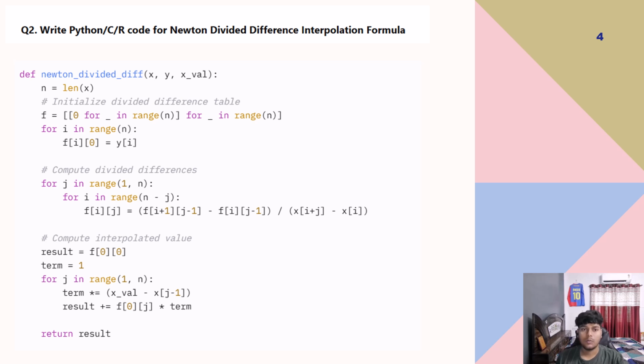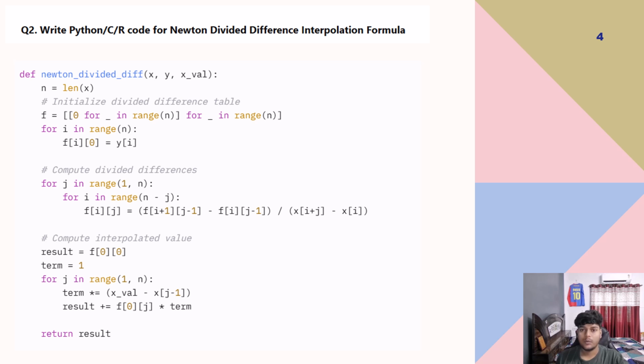Then it uses the formula p(x) equals f[x0] plus f[x0, x1] times (x minus x0) plus f[x0, x1, x2] times (x minus x0) times (x minus x1) plus, continuing the formula, computing the sum iteratively. This code efficiently computes the interpolated value and can handle any set of points.